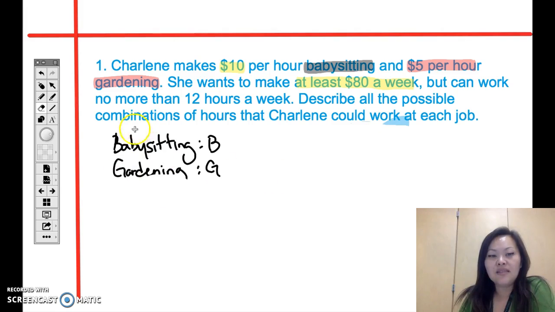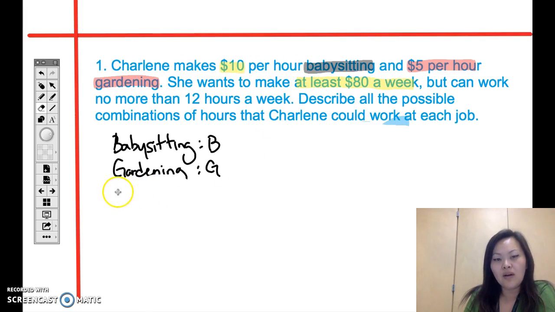So I wanted to say that babysitting represents B, and then G represents gardening, right? So there you go, I wrote that down. And then now I have to set up an equation. Charlene makes $10 per hour babysitting, so if it's 1 hour, then it's $10. But if it's 2 hours, it's going to be $20. How can you set that up? That's like a multiplication relationship, right? So it's going to be 10B.